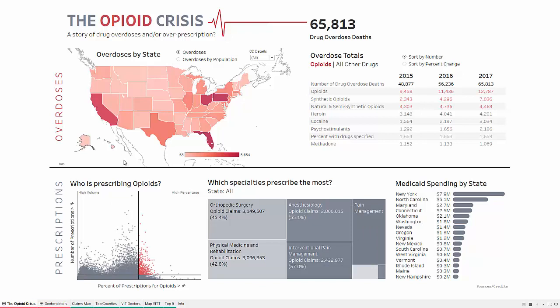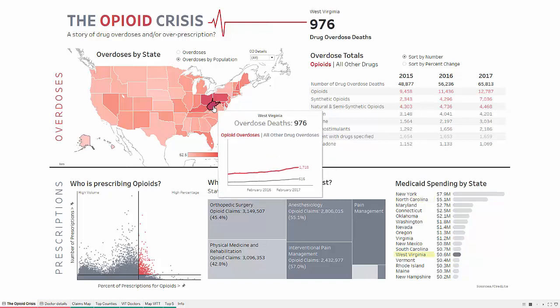But let's start our exploration in detail on the map. California clearly has lots of overdoses, but there's lots of people in California. So I'm going to normalize this by population, and watch the map as we change the measure to a population rate for overdoses, and the heart of the crisis jumps out. West Virginia has the most overdose deaths.